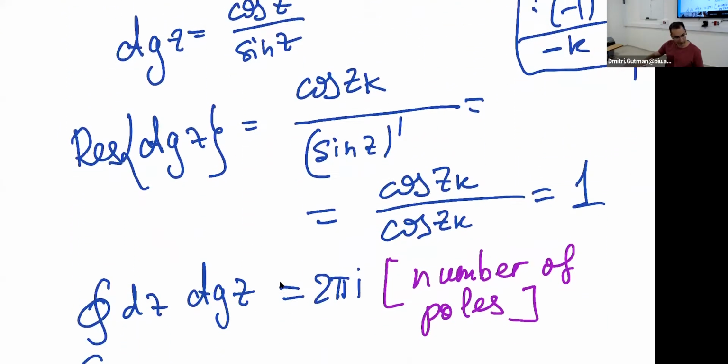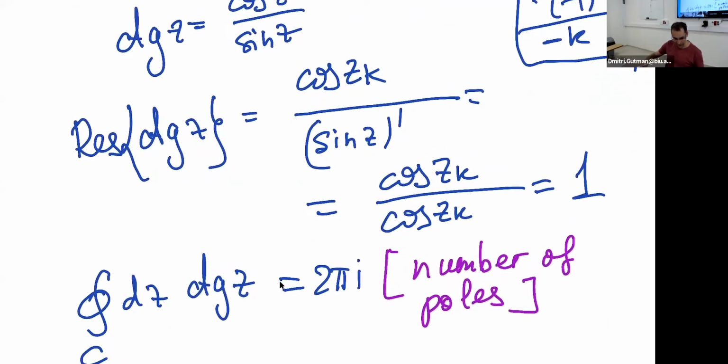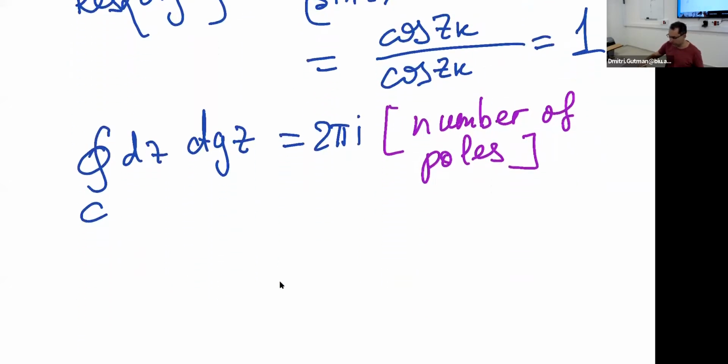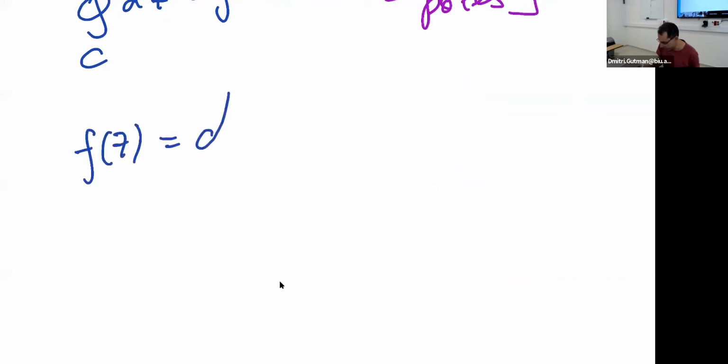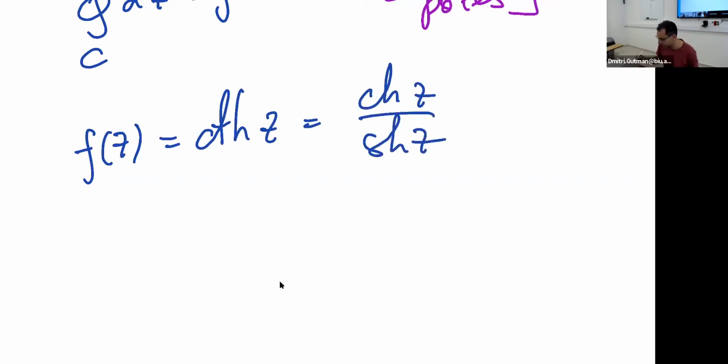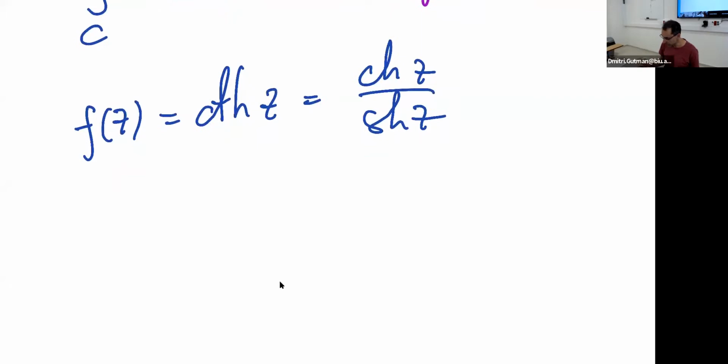Let us now play with it a little bit, and instead of this function, let's describe another function f of z, which is the hyperbolic tangent of z, which is the hyperbolic cosine divided by hyperbolic sine. Very, very popular function, very useful in physics. Where are the poles of this function and where do they lie in the complex plane?